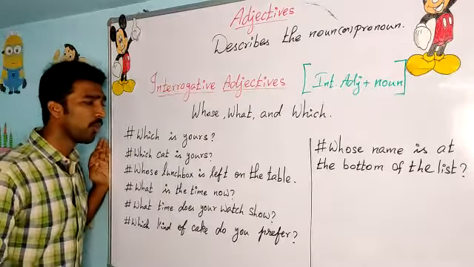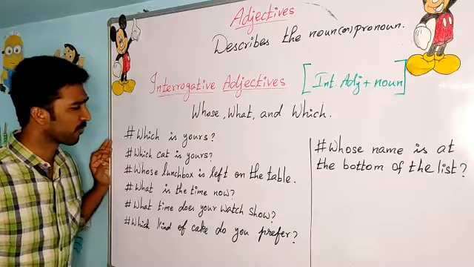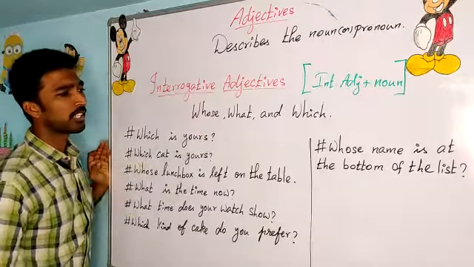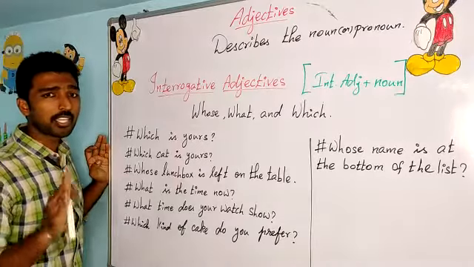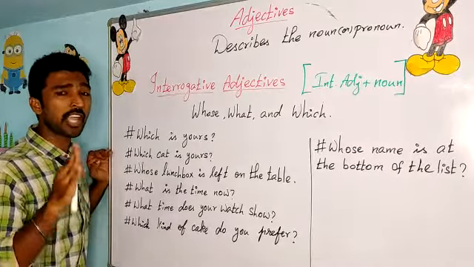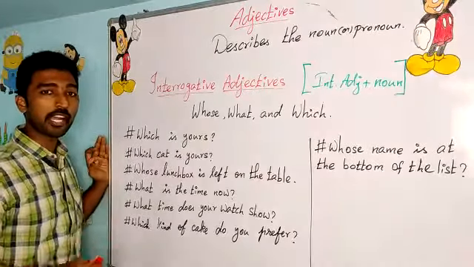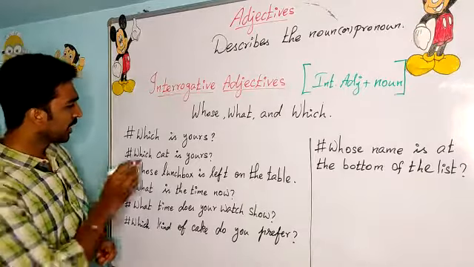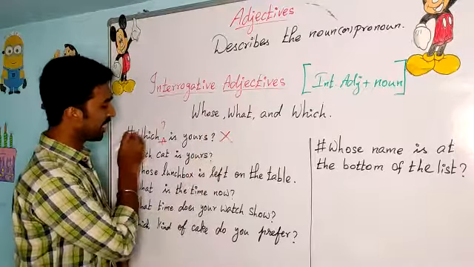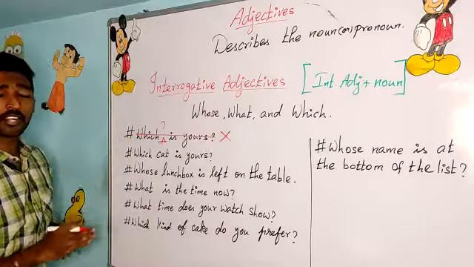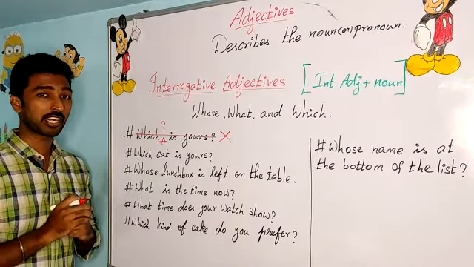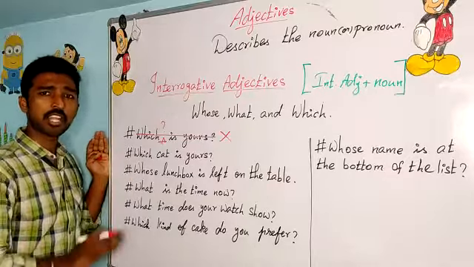The first example: Which is yours? Which, yes, it's one of the interrogative adjectives, but here there is a rule. We should stick to the rule. The rule is interrogative adjectives should be followed by a noun. And here, next to which, there is no noun. So here, which is not an interrogative adjective. The sentence is right, but which is not an interrogative adjective in this sentence. Let's move to the second sentence.